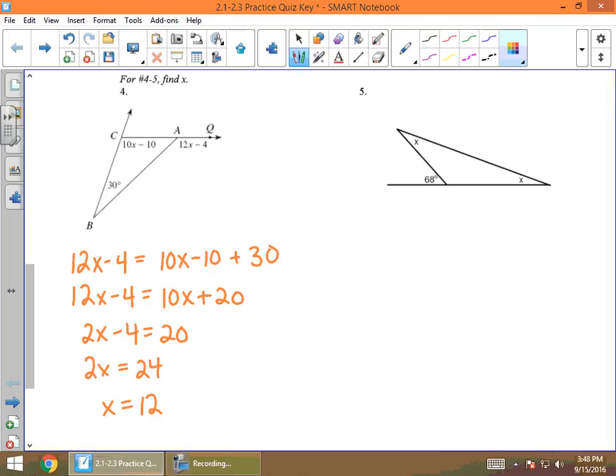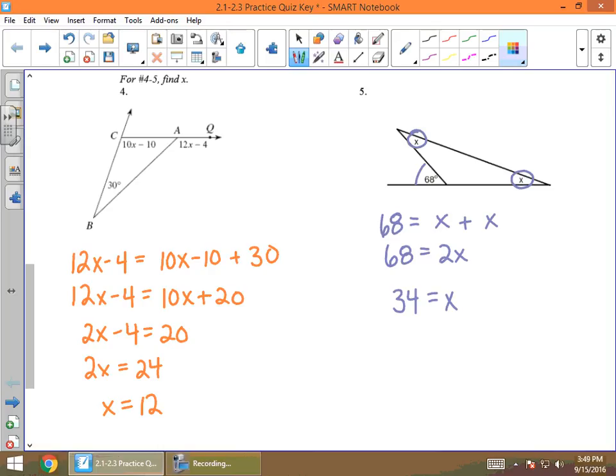For number 5, same thing. Again, I have an exterior angle, 68 degrees. Exterior angle is equal to the sum of the remote interior angles. Well, what are the remote interiors? It is this one and this one. So I add those two things together. X and X. Well, thankfully I know that X plus X is 2X. That's going to help me here. That's 2X. Divide by 2. And I get X to be 34. So each one of those angles are both 34 degrees.